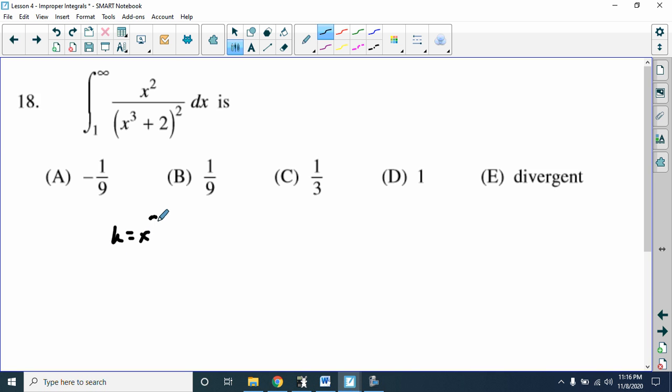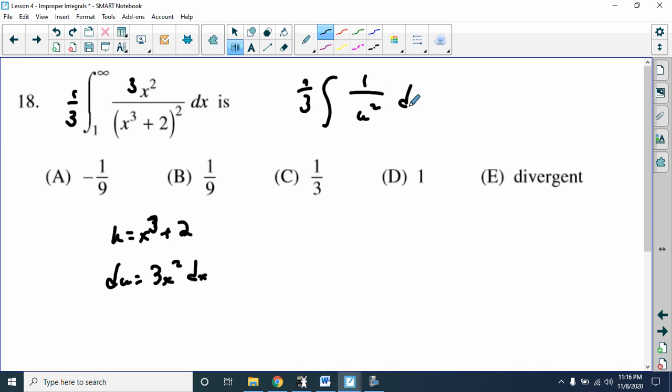So we're going to make u equal to x cubed plus 2 up to 3. So du is 3x squared dx. So we get 1/3 the integral of 1 over u squared du. I'm going to change my bounds. Plugging in 1 gives me 3, and plugging in infinity gives me infinity. I'm going to change that so it says u to the negative second. Integrating.